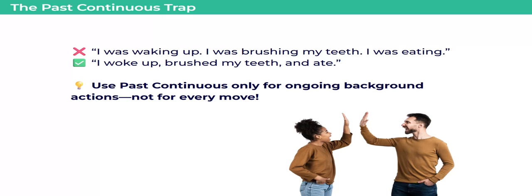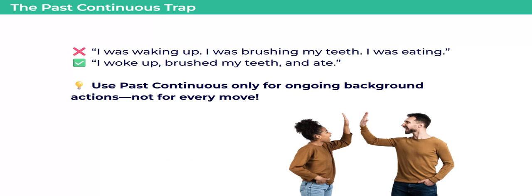Now, there is something else that we need to avoid. It's called the past continuous trap. We don't like traps. Okay, well, let's have a look at this past continuous trap. Aha. I was waking up. I was brushing my teeth. I was eating. Okay, so the past continuous trap is using it just to talk about separate past simple actions.